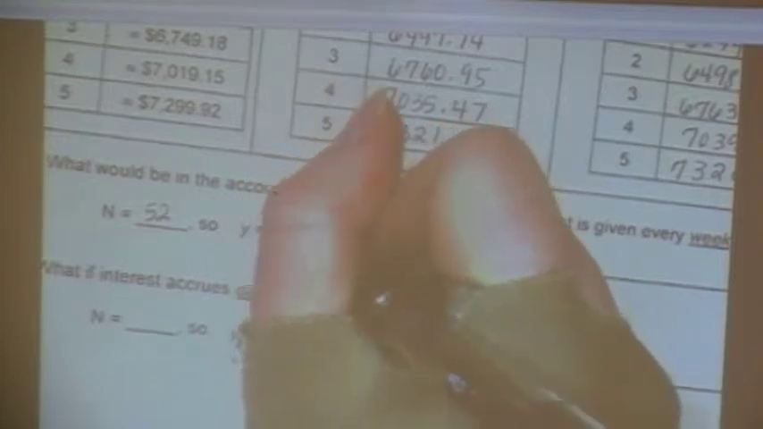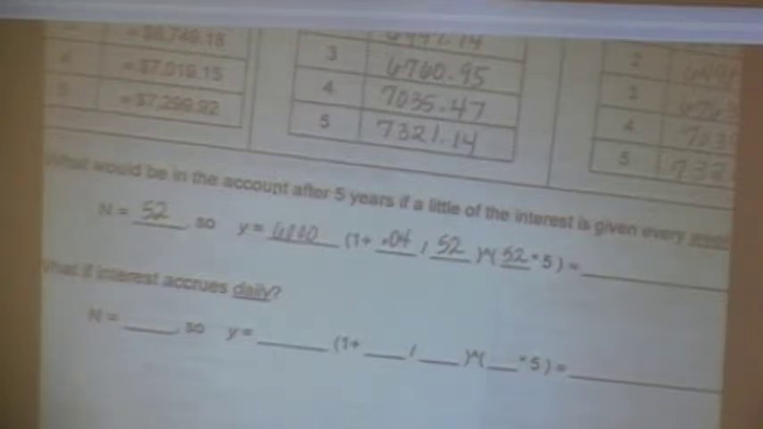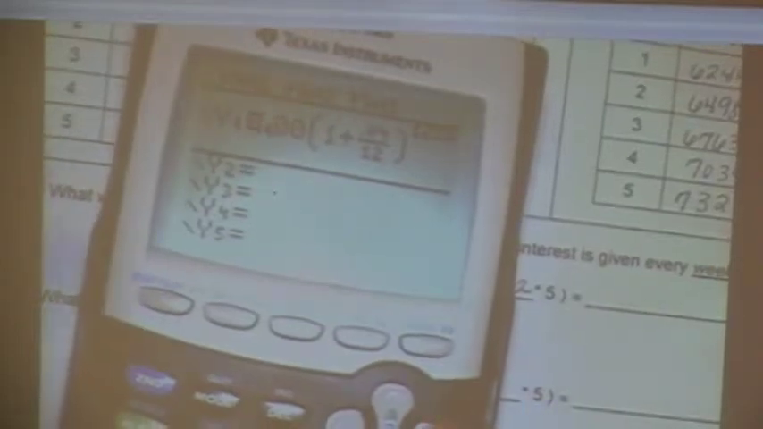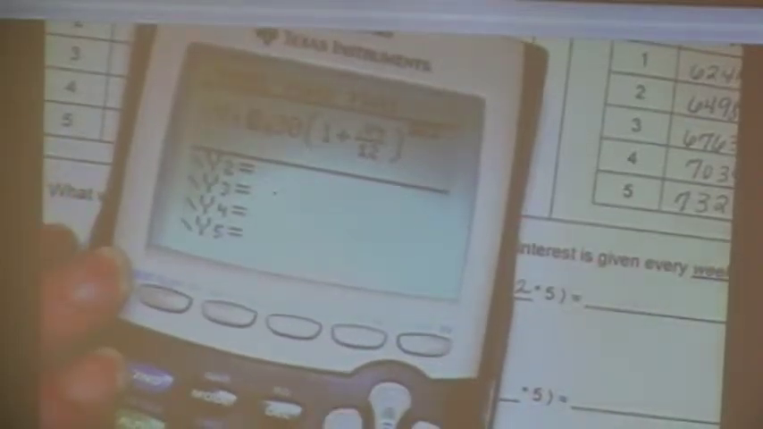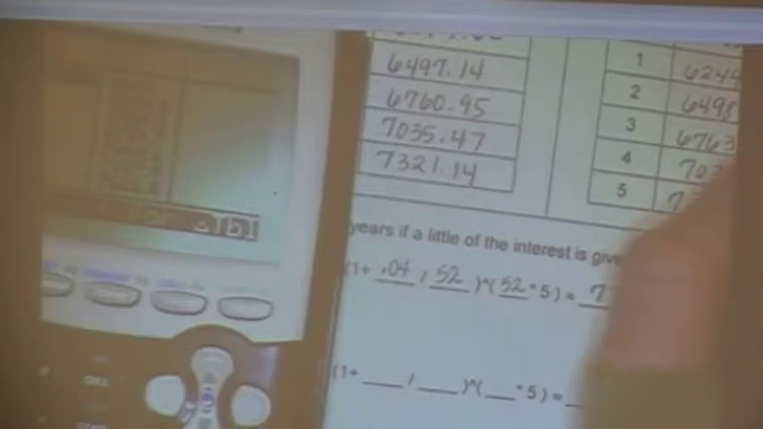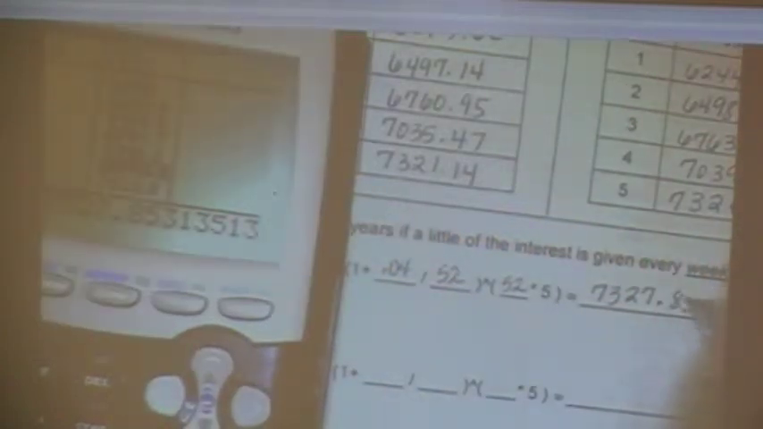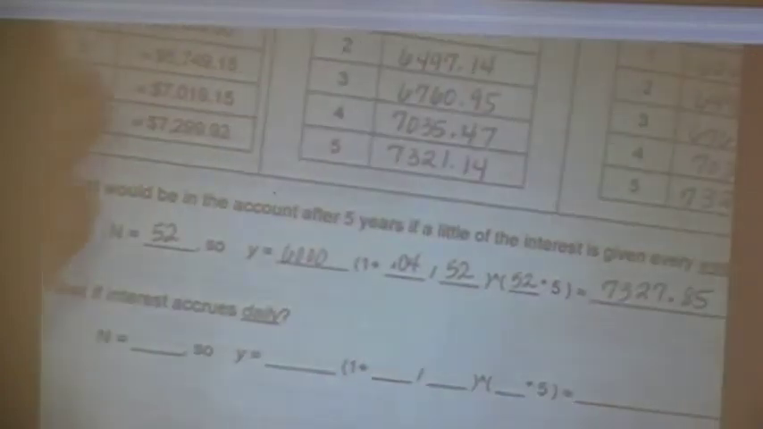So it's still $6,000. Interest rate is 0.04, but this time it's divided by 52. Now this time it's 52 times 5. All they want us to do is find what it is in the 5th year. But because this is already in my calculator, I'm just going to go in and change what was 12 to 52, and I'll just look at 5 on the table. So I got $7,327.85.